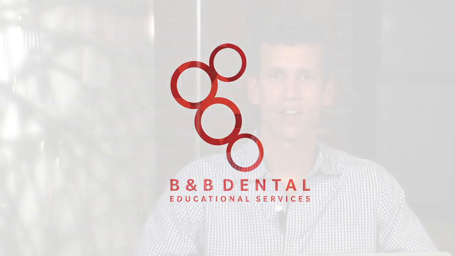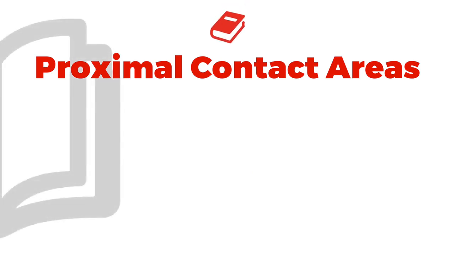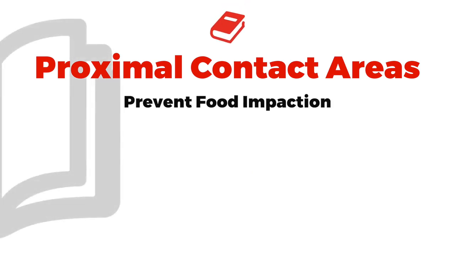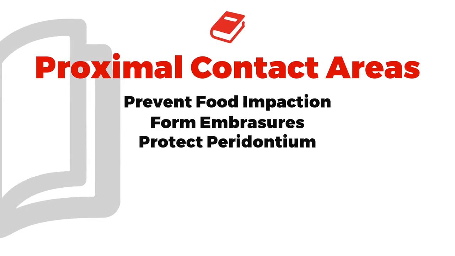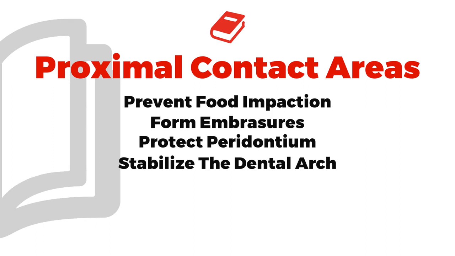Let's take a look at the section on proximal contact areas. We're going to see about 8 or 9 questions on this next section here. Right off, I see about 4 general rules. Right in your book, I want you to highlight that they prevent food impaction, they form embrasures, they protect the periodontium, and they stabilize the dental arch. You'll see this commonly in a checklist and a question on the test.